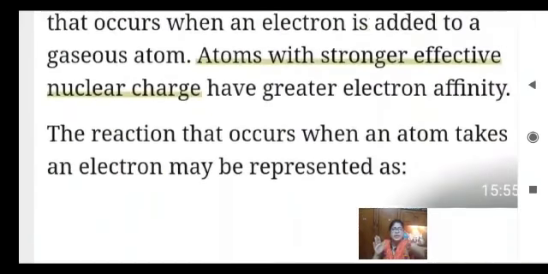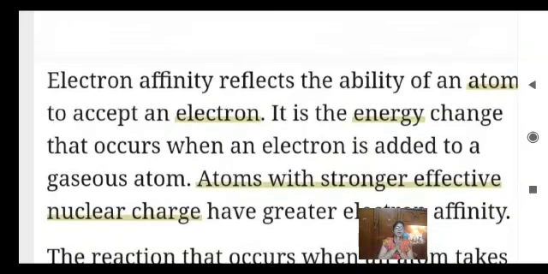Next comes physically defining electron affinity. Electron affinity reflects the ability of an atom to accept an electron, in the outermost orbit of the valence shell. It is the energy change that occurs when an electron is added to the gaseous atom. And naturally, atoms with stronger effective nuclear charge have greater electron affinity.